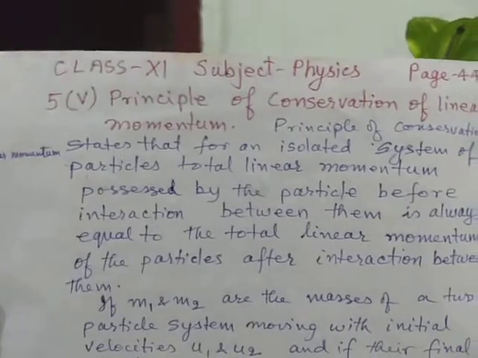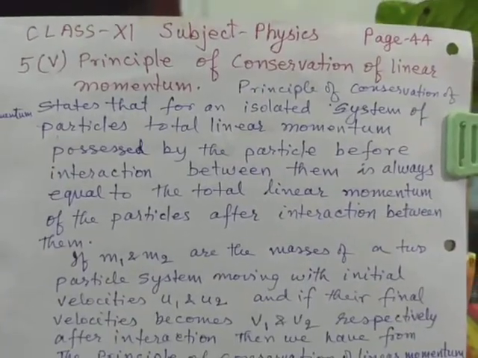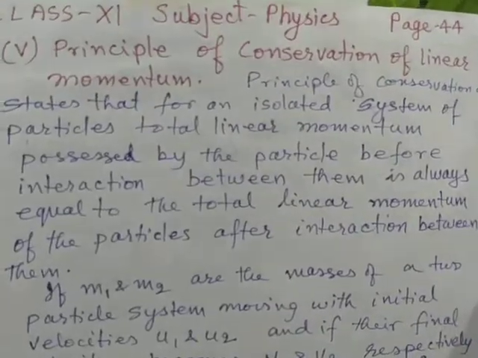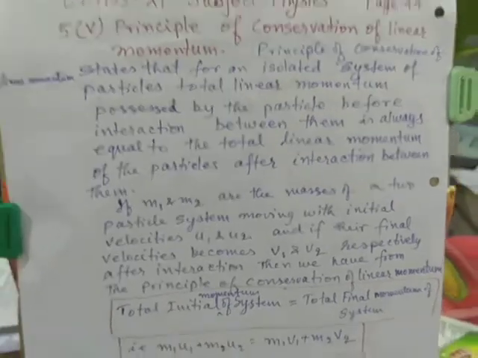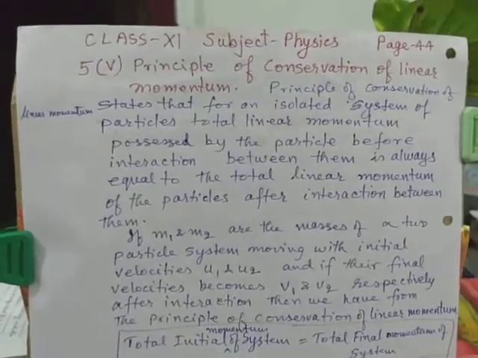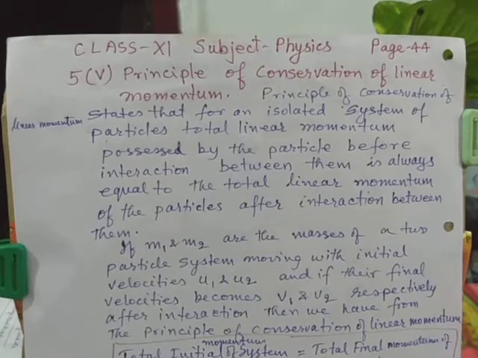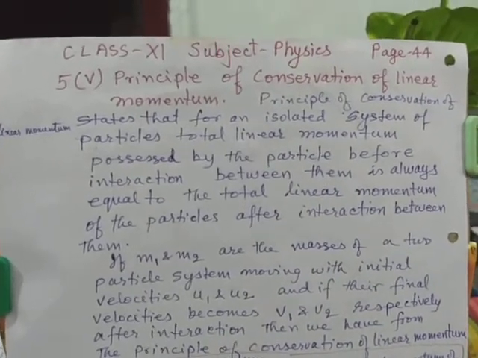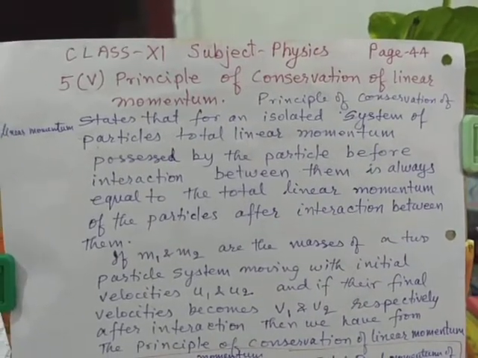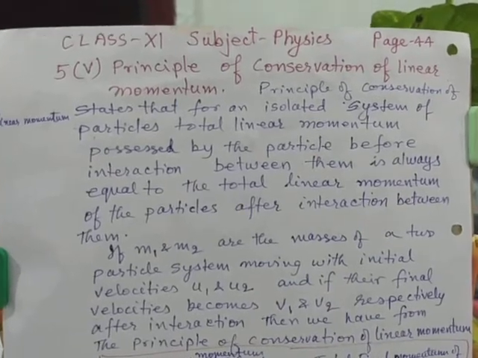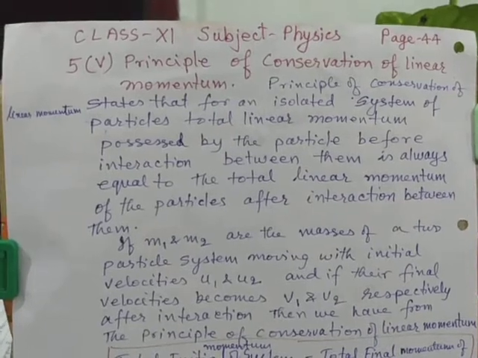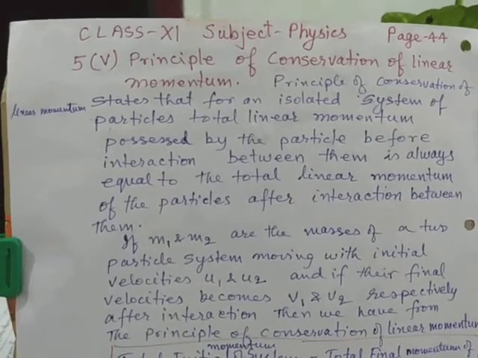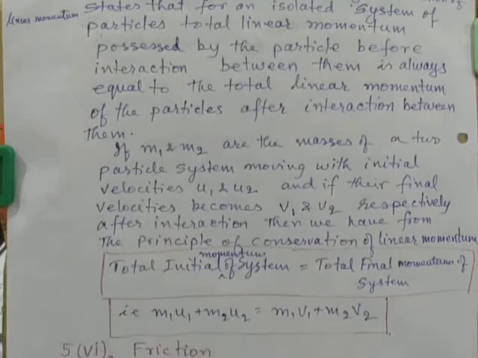Dear students, now we speak about the principle of conservation of linear momentum. What is the principle of conservation of linear momentum? Here you see that if there is a system of particles and they are interacting with each other, then the total momentum of the system of particles before interaction between them is always found to be equal to the total momentum of the particles after interaction between the particles.